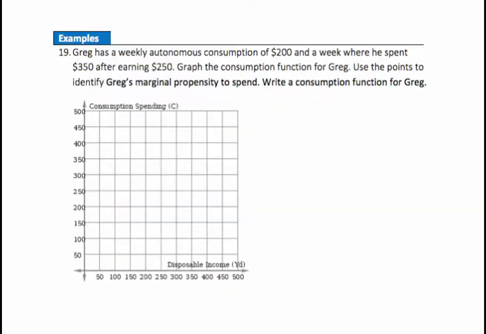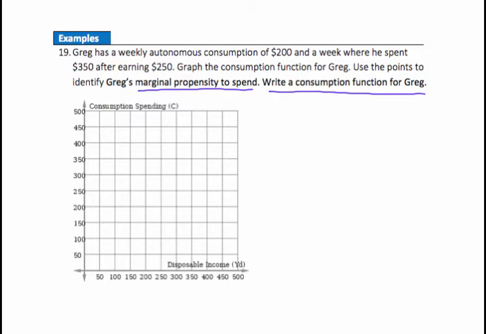All right, let's take a look at now at example 19. Greg has a weekly autonomous consumption of $200 and a week where he spent $350 after earning $250. Graph the consumption function for Greg and use the points to identify Greg's marginal propensity to spend. We're also going to need his autonomous consumption, and then we're going to be able to write a consumption function for Greg. All right, let's first graph this thing.